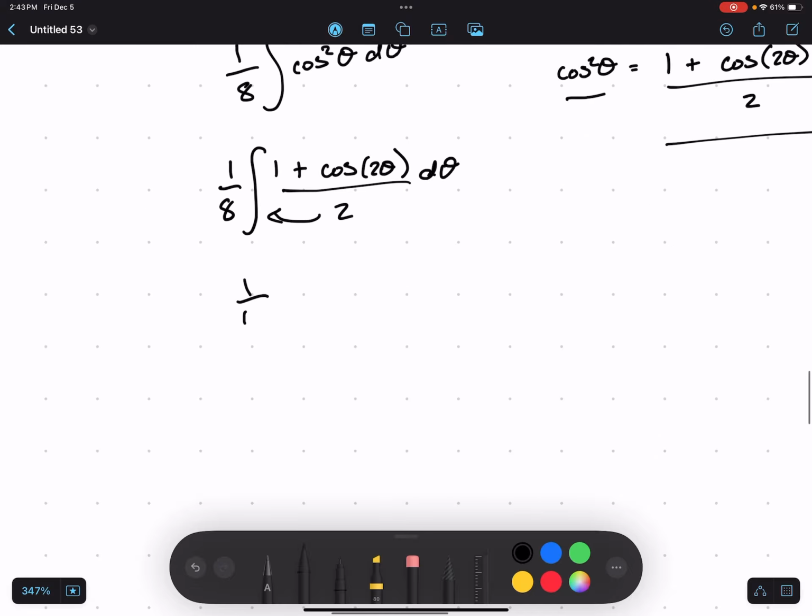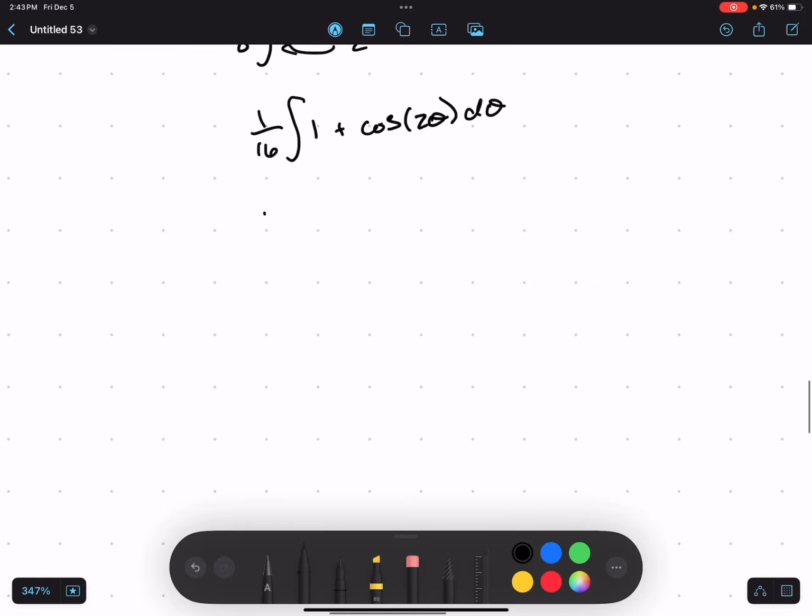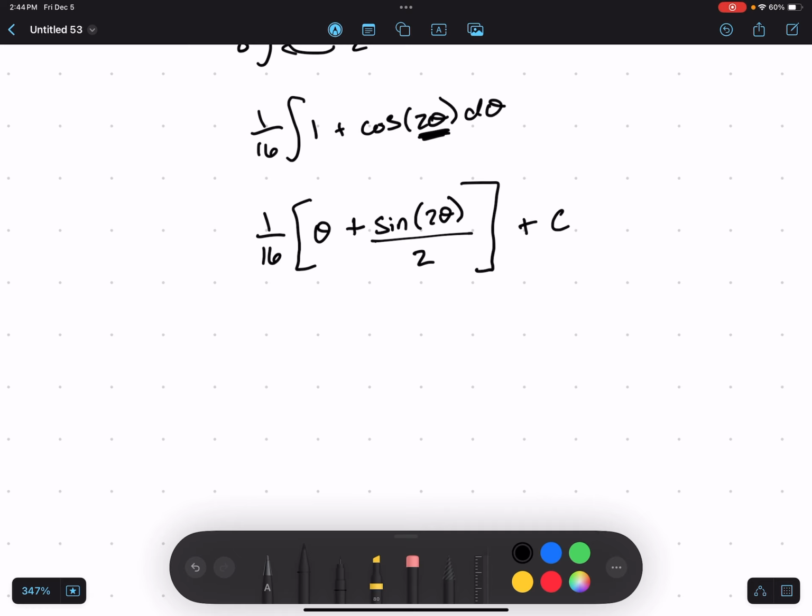So this is 1/16 times the integral of 1 plus cosine 2 theta d theta, which then, once we perform the integral, becomes 1 over 16 times theta. The integral of cosine is positive sine, and we've got 2 theta. And when you do the integral like this, you have to remember to take care of the middle there, over 2. And because this is an indefinite integral, we must remember to plus c at the very end.